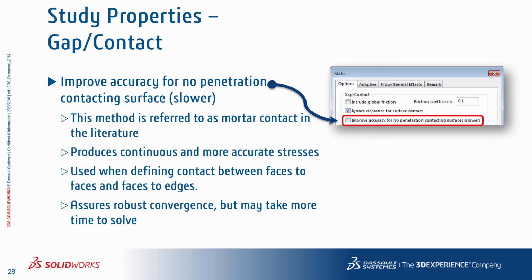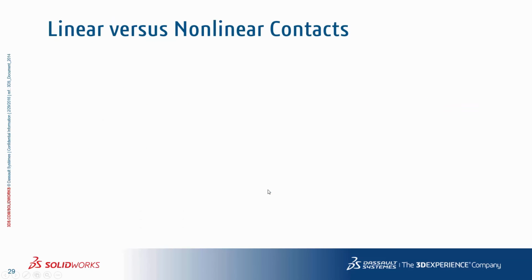So again, my recommendation is to have this option checked when you have no penetration contact, especially with the surface-to-surface mathematical formulation. You want to make sure that you get the most realistic, most accurate results in terms of how the load and the contact area changes between two geometric entities that might be touching each other or moving away from each other.